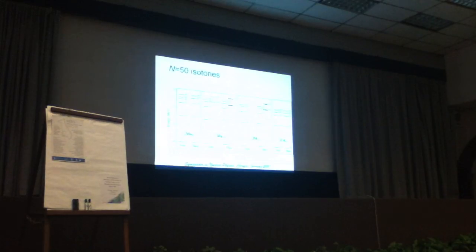And so this is the seniority 4, which is solvable in the same structure. This is the seniority 4, 6 plus, solvable and always a constant structure. Okay, so this happens with the N equals 50 isotopes.